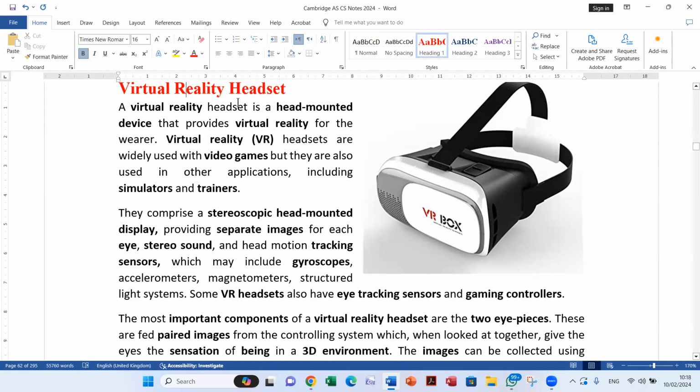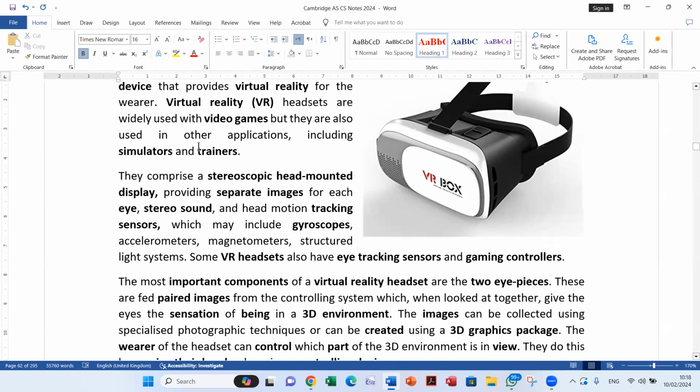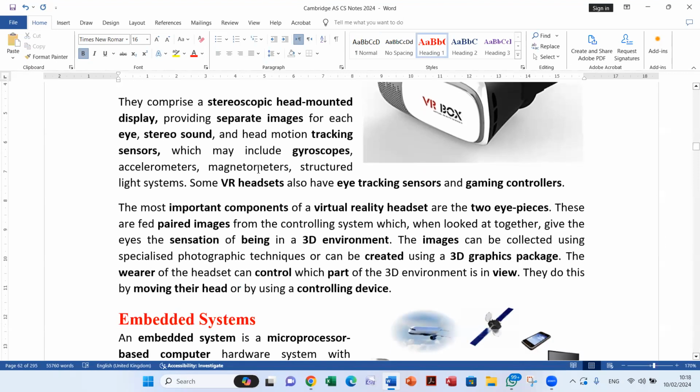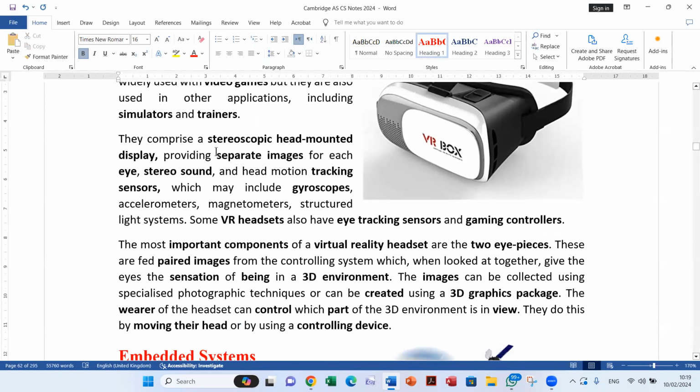A virtual reality headset is a head-mounted device that provides virtual reality for the wearer. The VR headsets are widely used with video games, but also used in simulation and training. They comprise a stereo head-mounted display. Stereo means two. So with stereo sound, you have two speakers because you have two ears. Okay, two separate images for each separate eye to create the illusion of three-dimensional environments.